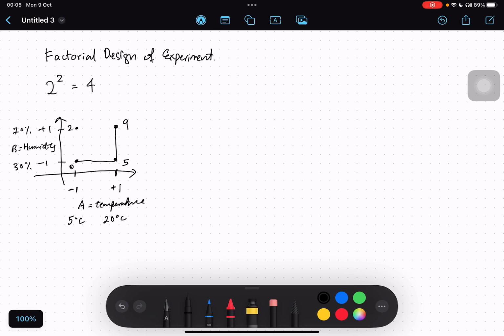So overall, this is the orthogonal design. Okay, so what we could do is the main effects of A. Look at the high temperature, so you have 9 plus 5 divided by 2, which is giving you 14 over 2, which is 7. Now you have to minus away the low side, which is 2 plus 0 divided by 2, which is 1. So main effects of A is actually 6.